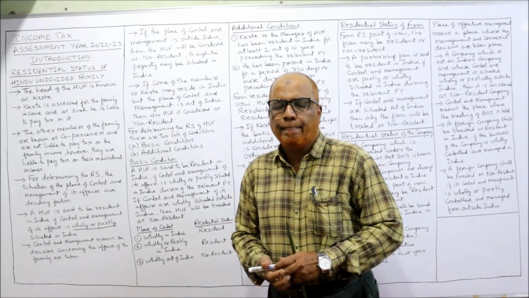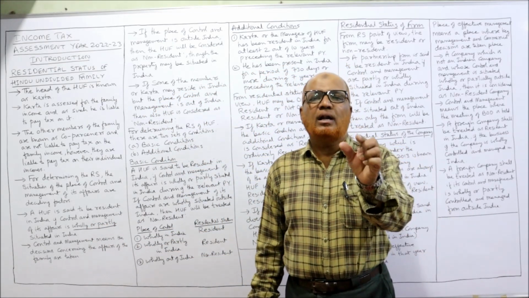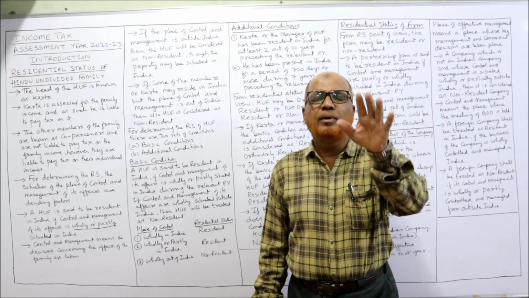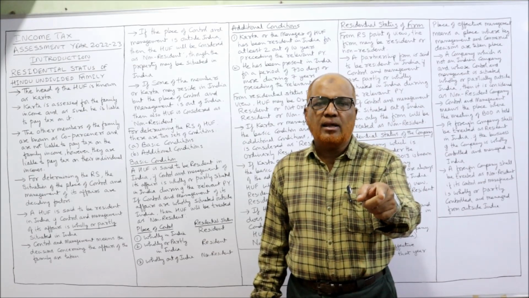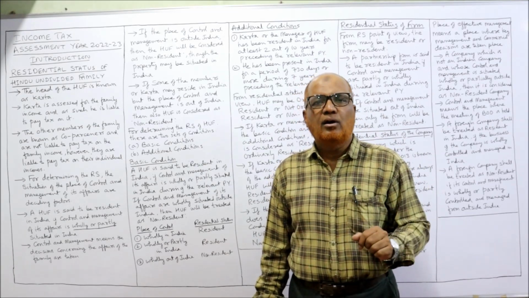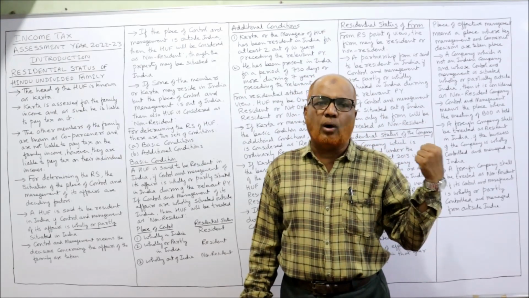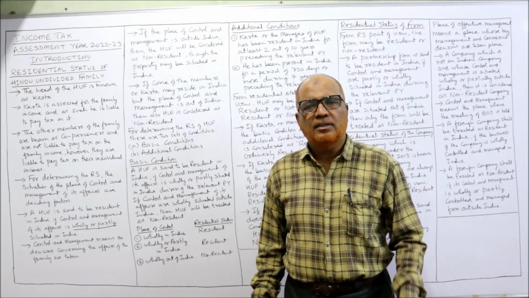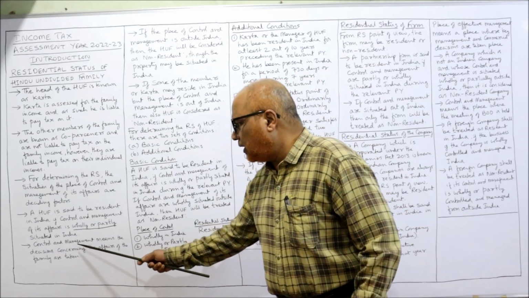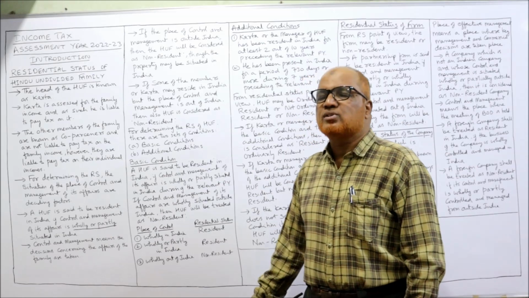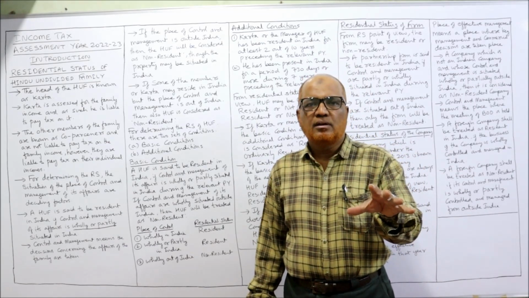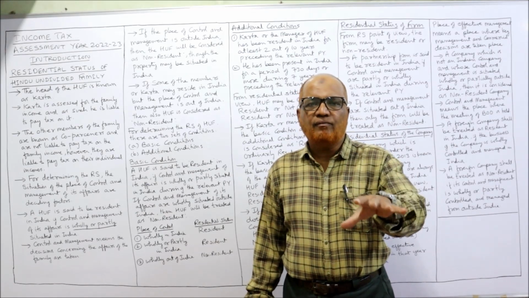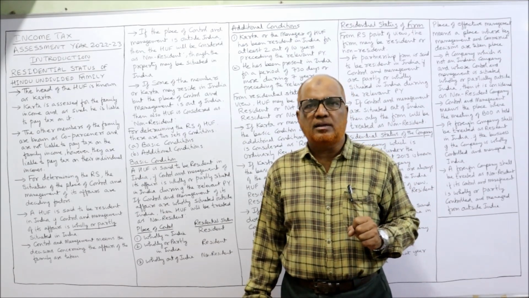Wholly or partly. A HUF, Hindu undivided family, is said to be resident in India if the control and management is wholly in India or partly in India and partly outside India. Right? That is called resident. And control and management means the decisions concerning the affairs of the family.